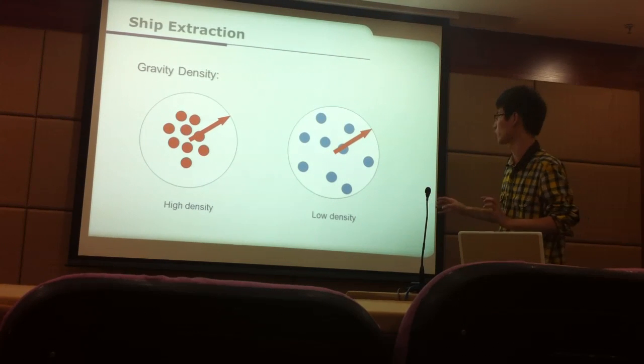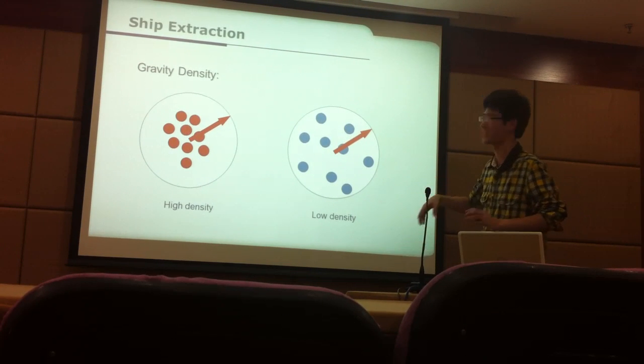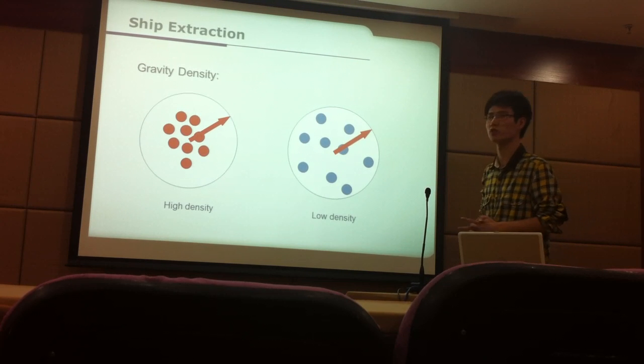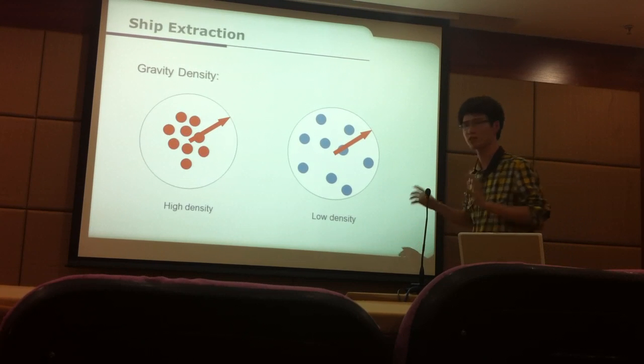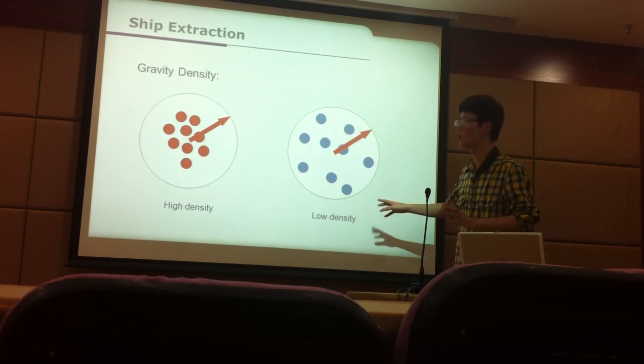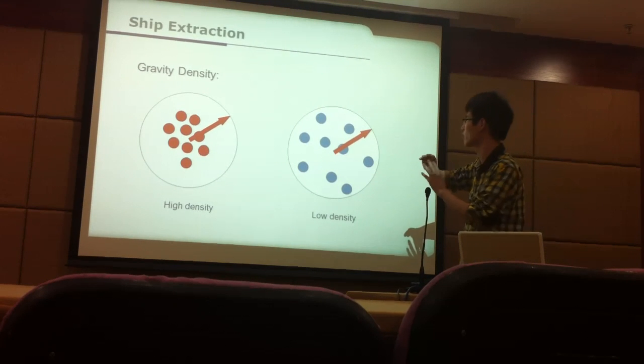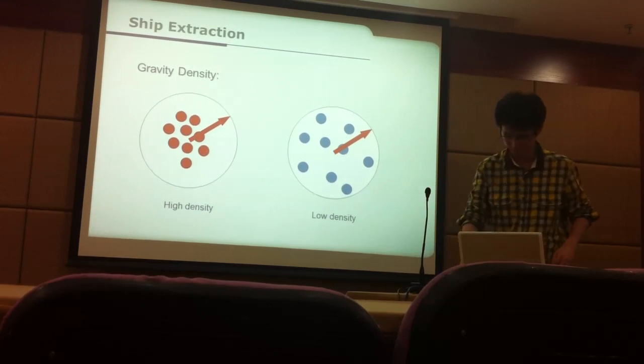If it is just the ocean, or the points that we have said before, azimuth ambiguity or the coherent noises, it could be very sparse. If it is sparse, it will have low density. So we can make a threshold to discriminate the ships from the non-ships.